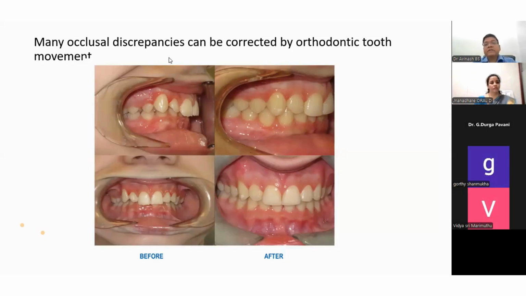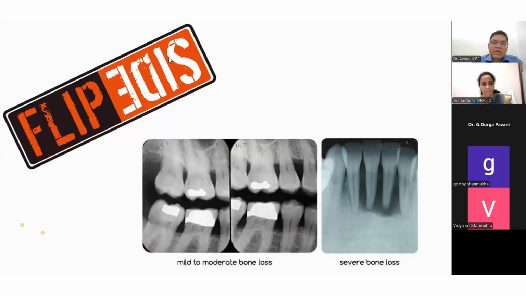Many occlusal discrepancies like deep bite, which causes trauma from occlusion, can be corrected with orthodontic treatment, which in turn will be beneficial for maintaining periodontal health. See, on the flip side, if orthodontic treatment is not done correctly, that means if forces are too much or the patient doesn't maintain well, then definitely it will cause harm to the periodontium.